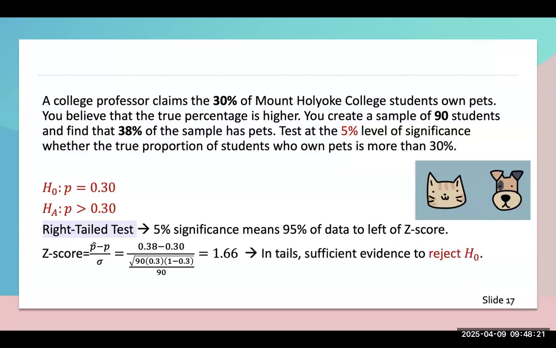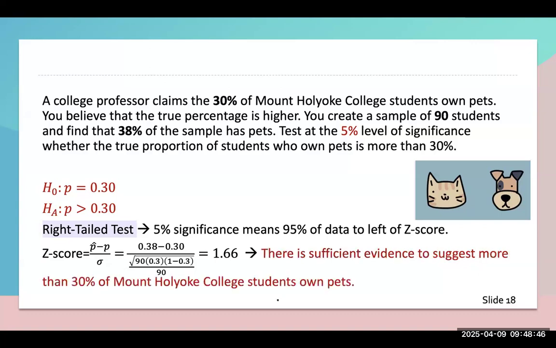Now 1.66 is bigger than 1.65. It's just a hair bigger, just a little bit bigger, but it is bigger, which means I'm in the right tail. So because this is a right-tailed test, we want to see if our z-score is bigger than 1.65, and it is. So there's sufficient evidence to reject the null hypothesis. In other words, there is sufficient evidence to suggest more than 30% of Mount Holyoke College students own pets.